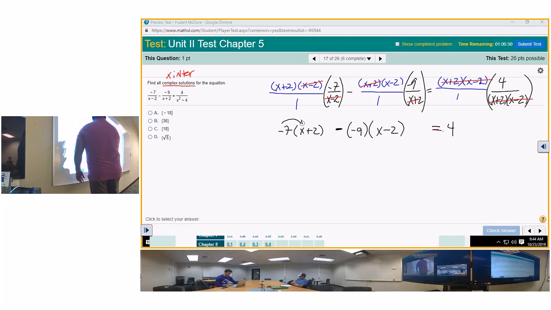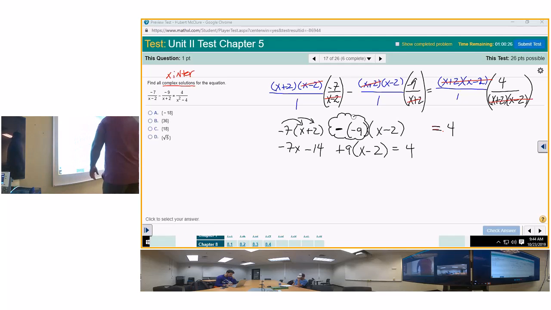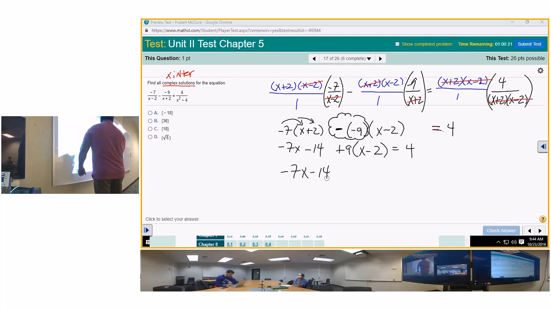Here, we're going to have negative 7x minus what? 14. Here, we've got plus 9 times x minus 2 equals 4. And yes, I'm not skipping steps, because you got to be careful with these guys. Whenever you have negatives in front of parentheses, you got to be very careful. Negative 7x minus 14 plus 9x minus what? And now solve for x.